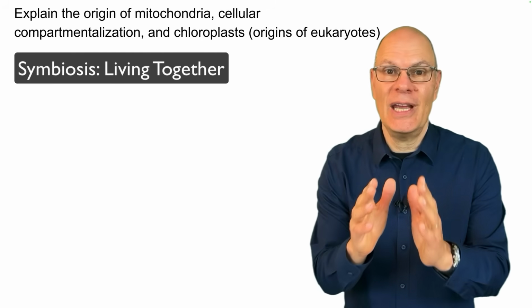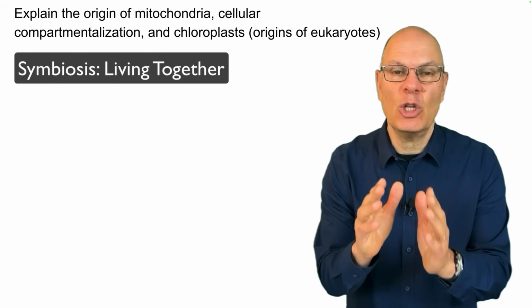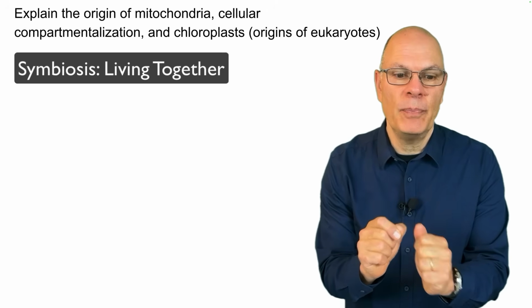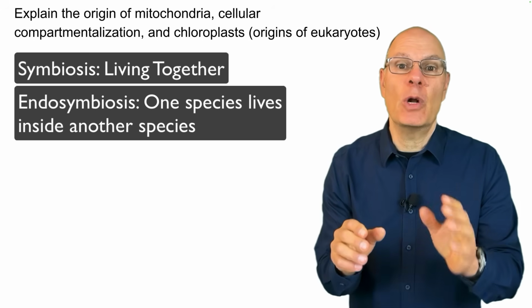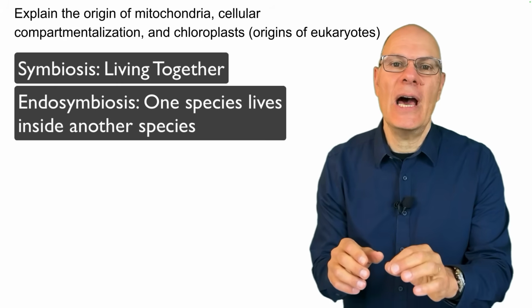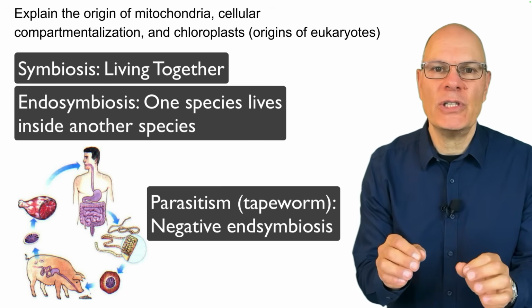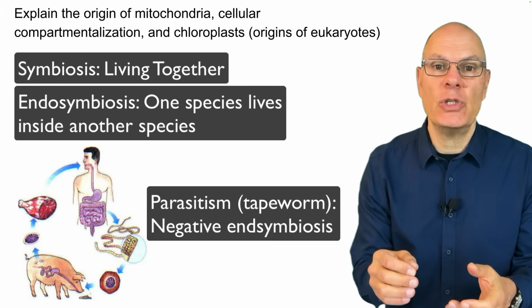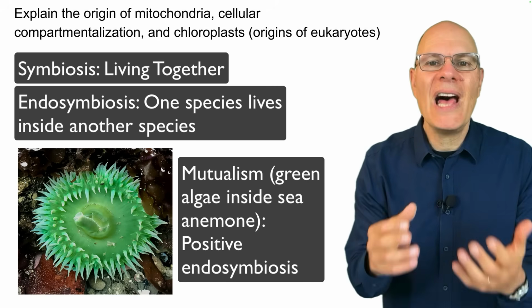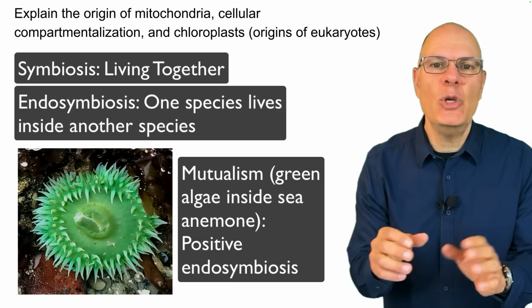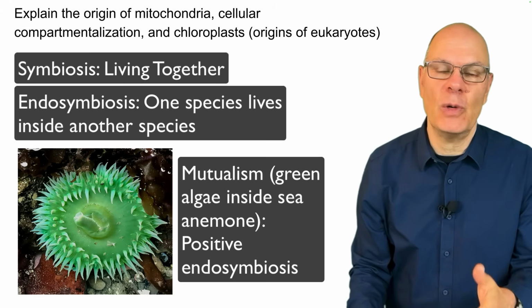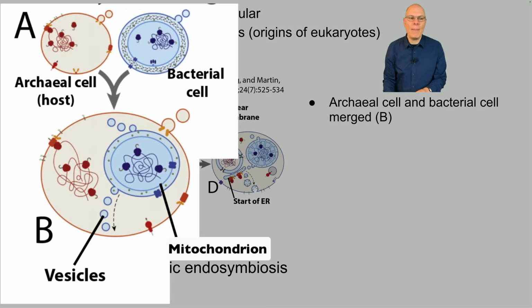Symbiosis means living together, two species living closely associated with one another. Endosymbiosis is when one of those species lives inside the other. We normally think of that as parasitism. That's a negative kind of endosymbiosis, but there's also positive endosymbiosis. That's a mutualistic relationship, and that is what gave rise to the eukaryotes. So what happened is that here we have representatives of the two prokaryotic domains, and an archaeal cell took up a bacterial cell.